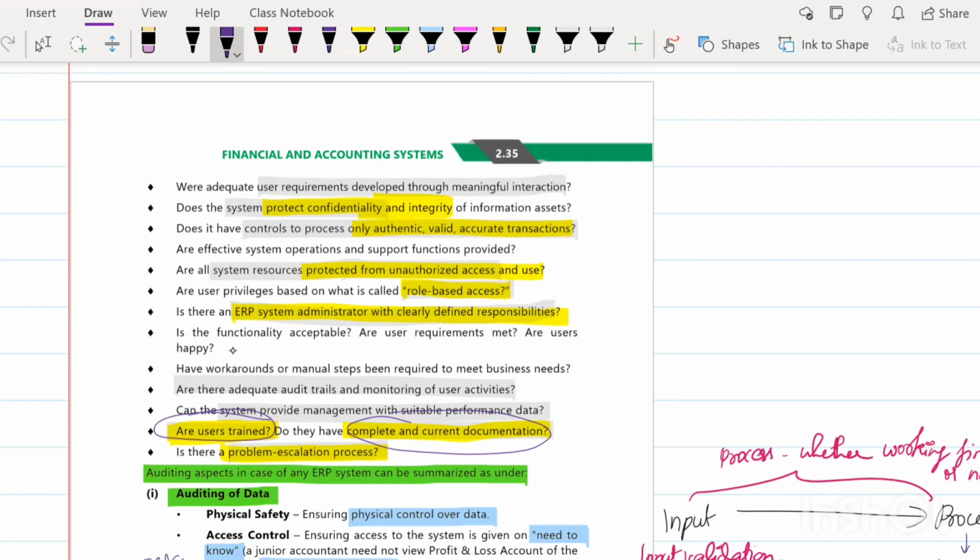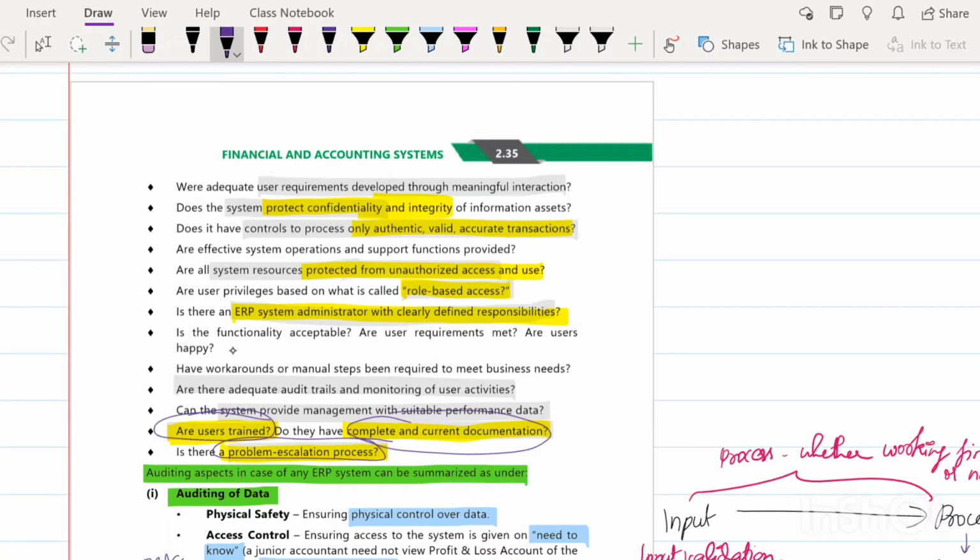Second, if in the usage of ERP any problem arises, do you have a problem escalation process? Do you have a process where it is defined that if a problem comes tomorrow, how do we escalate it to the top management? How are the people who should be informed about this problem going to be informed? Do you have that problem escalation process? You have to ask them.